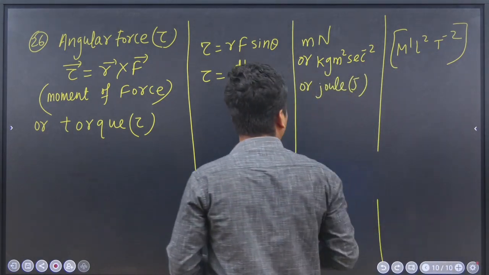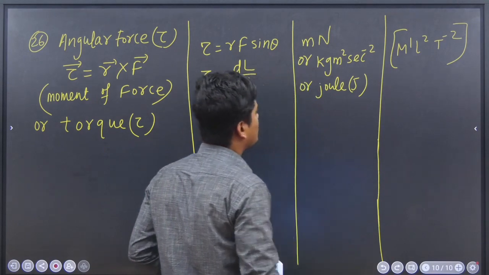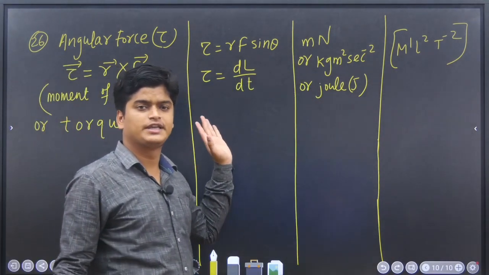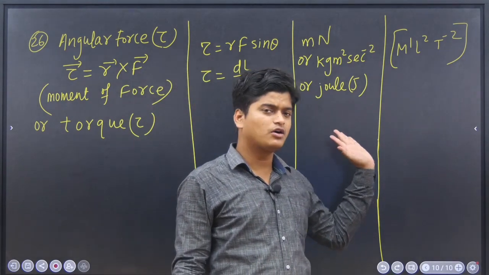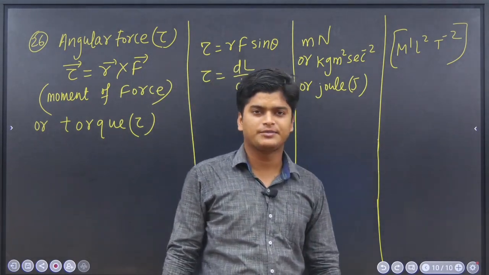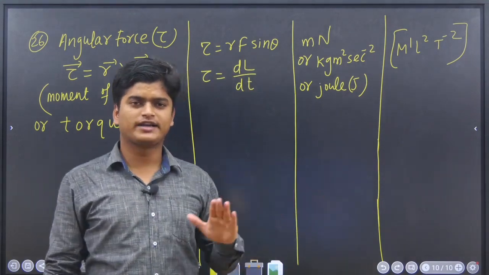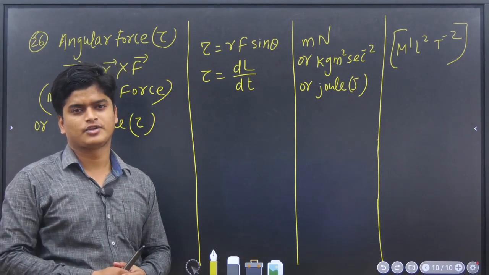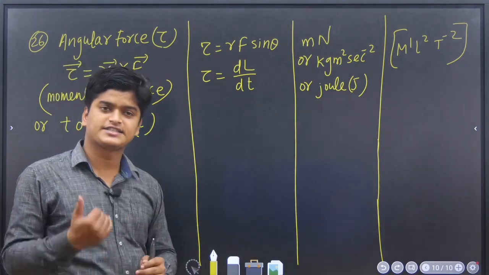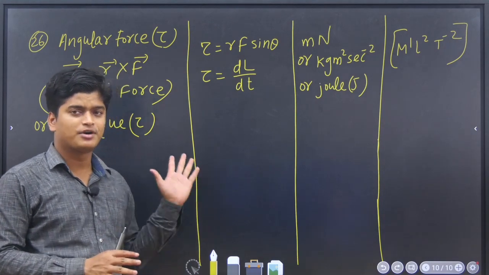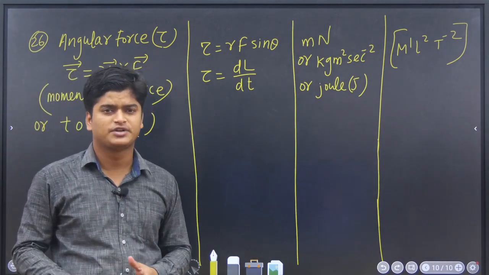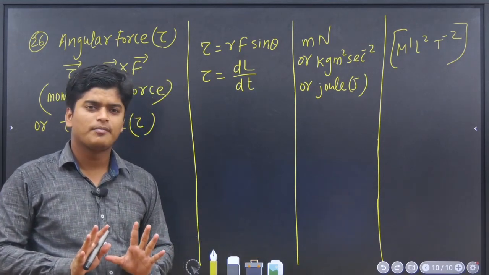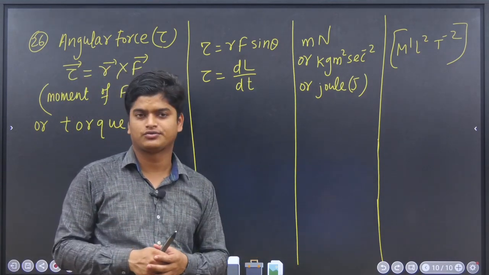Remember, torque unit or angular force unit or moment of force unit is equal to work unit, and its dimension is also equal to work dimension. But both quantities, work and moment of force, are different quantities. One is a vector quantity, the other is a scalar quantity. Both are different, but their unit and dimension come out the same. It can happen for different quantities with different meanings, not an issue.